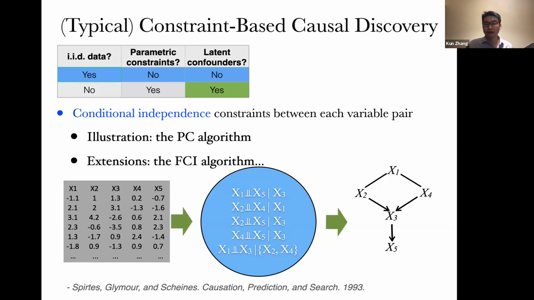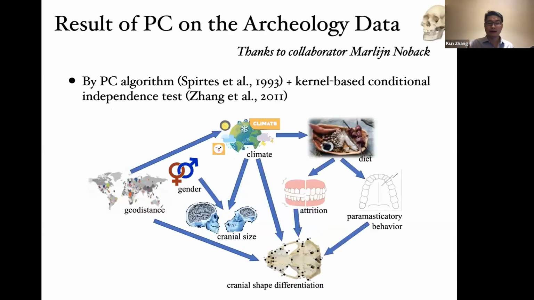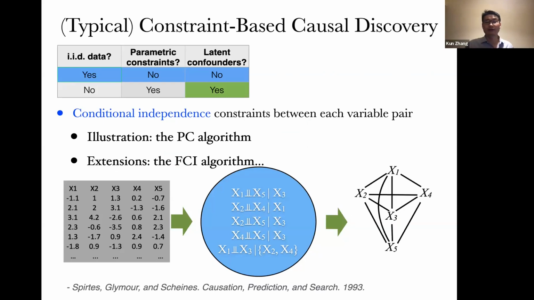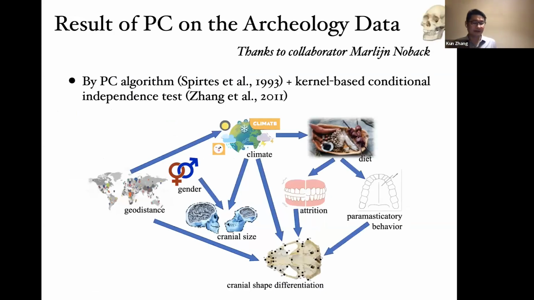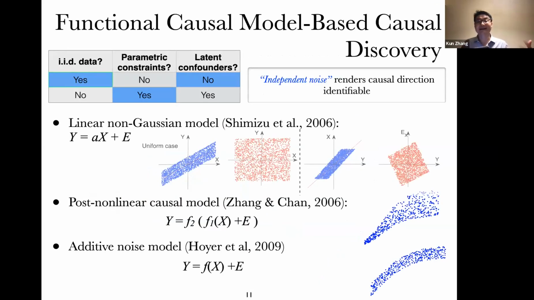So now let's try to answer the first question. How can we find a direction for each of those links? Before that, let's have a look at the result on the archaeology data right here. So this is the result of PC on the archaeology data. You can see now it's very clean. The geodistance is the cause of climate, which is the cause of cranial size, and so on. You can even distinguish between direct causal influences and indirect causal influences. So this demonstrates that causal discovery is actually smart in some way, because it can help you recover the underlying causal structure under some assumptions.